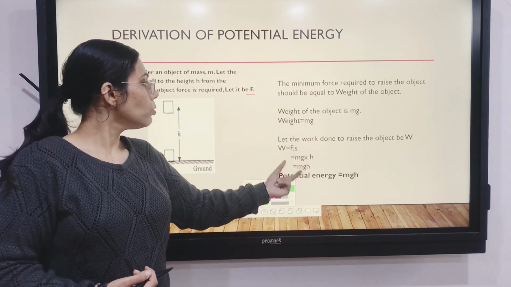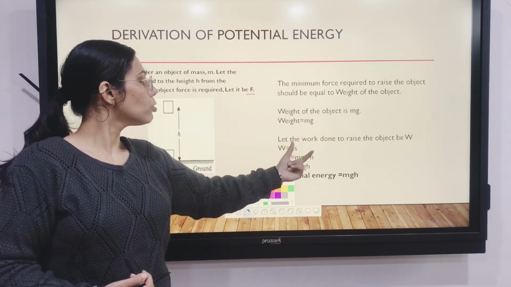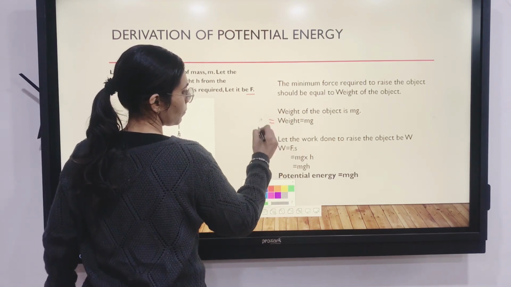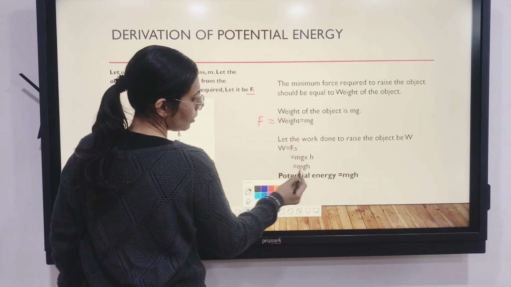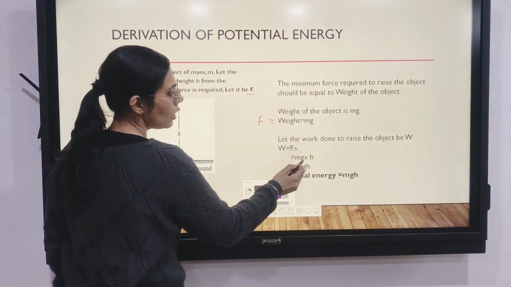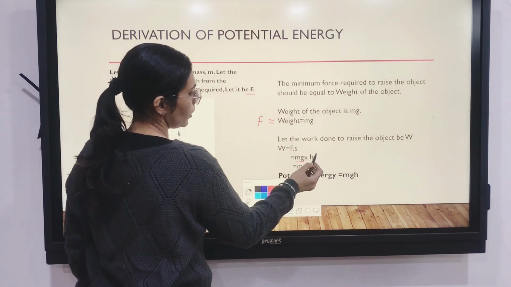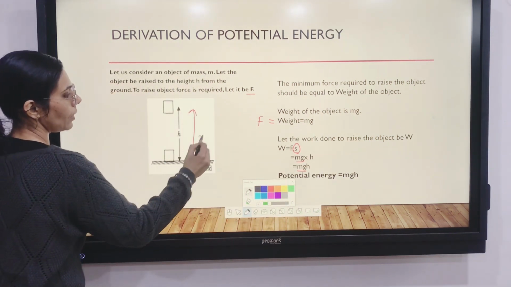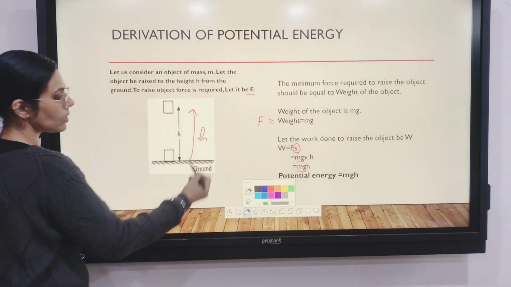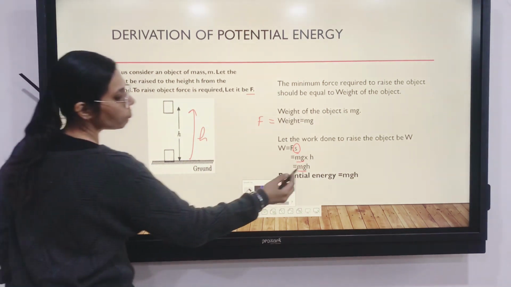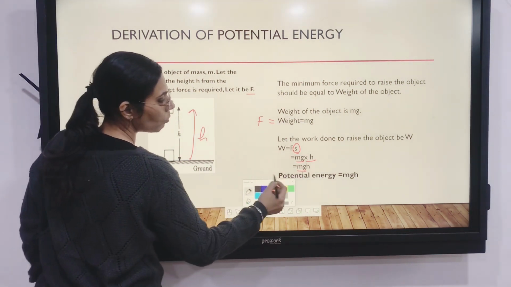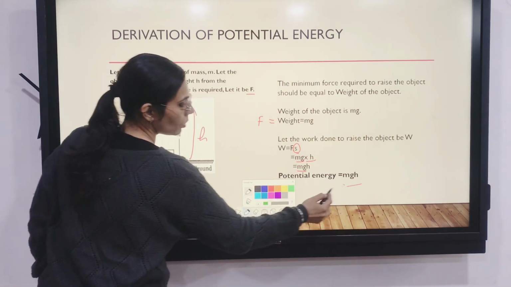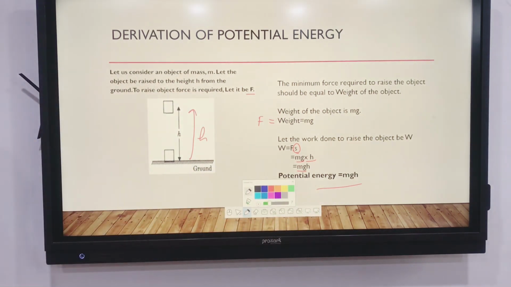What force are we using? The minimum force, which is equivalent to the weight, that is mg. The displacement is to some height h. So the formula we get is potential energy equals mgh.